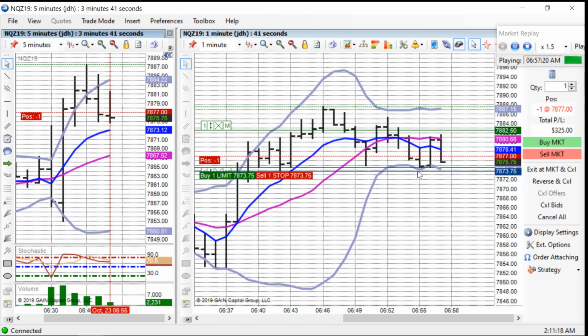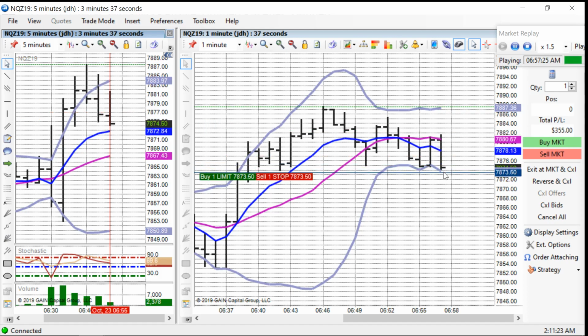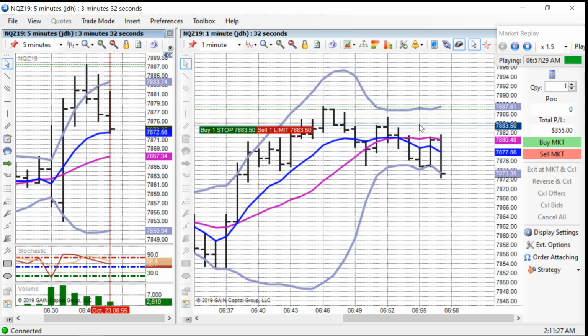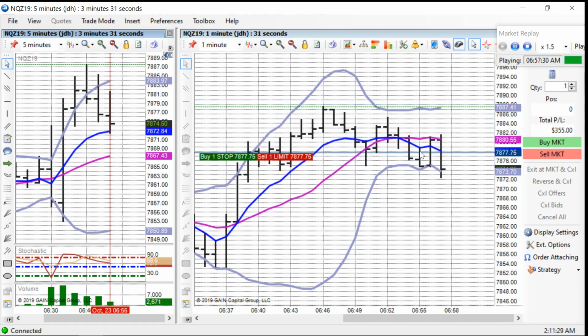I'm fairly convinced it's moving outward. You see how it's bending outward, the Bollinger Band? Those are the kind of cues you want to look for when they start expanding outward. Then you know a trend is forming.